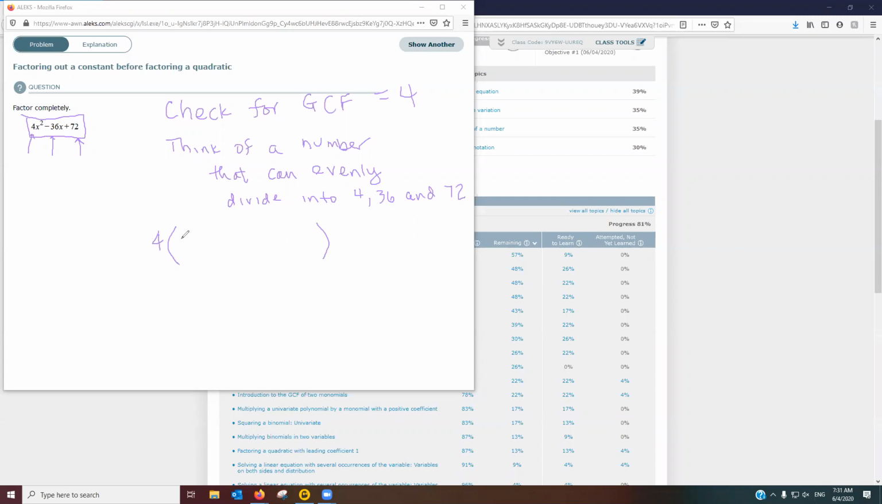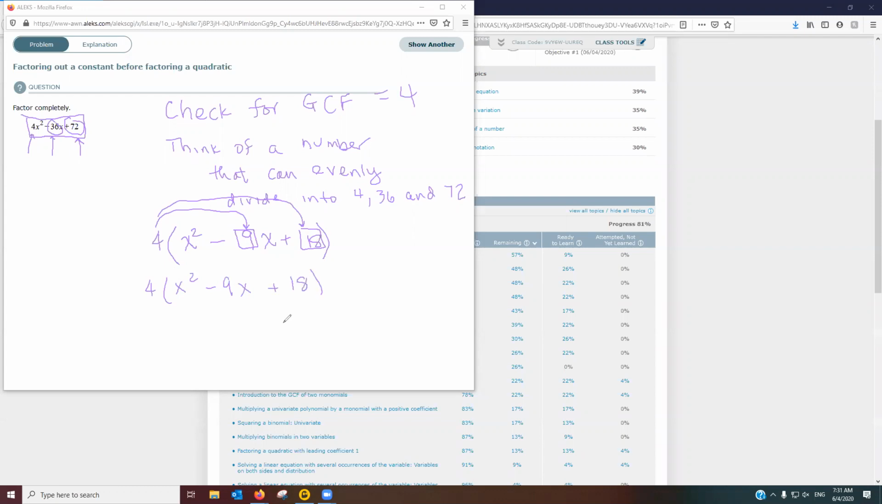Well, if I take a 4 out in front, it's going to leave me an x squared here. All right, now 4 times what number would get me back to the number 36? Well, I know 4 times 9 is 36. I'm going to put a 9 there. And then in the back here, 4 times what number would get me 72? It turns out 4 times 18 is 72. So what I have is 4 times x squared minus 9x plus 18.